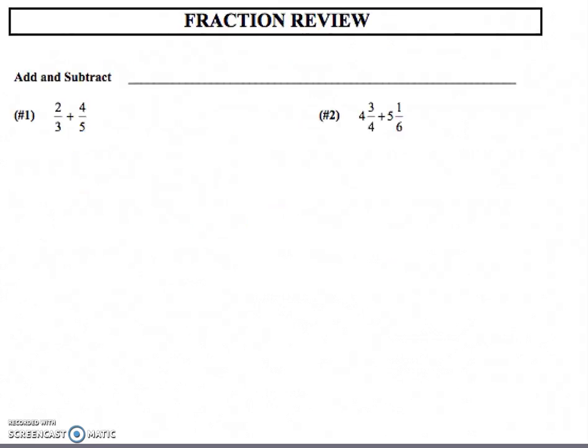Finally, we finish this out here with a little bit of a fraction review. Remember, when we add and subtract fractions, we need to find a common denominator, CD. So if we're going to add 2/3 plus 4/5, we need a number that 3 and 5 both go into. The least common denominator for those two numbers is going to be 15.